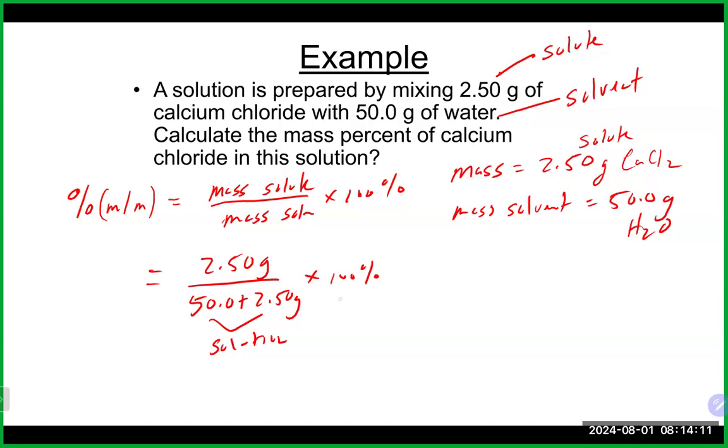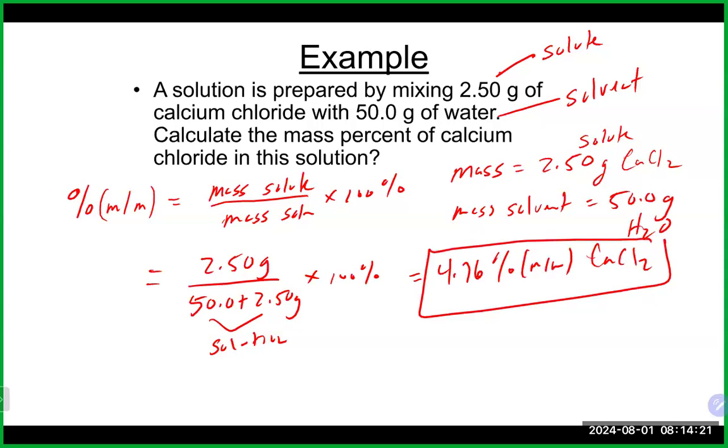Going to give us 4.76% mass to mass, in this case of calcium chloride. Questions on that calculation? So again, we saw it earlier in a previous lecture. It is officially in this chapter, and you might need to use it along the way.